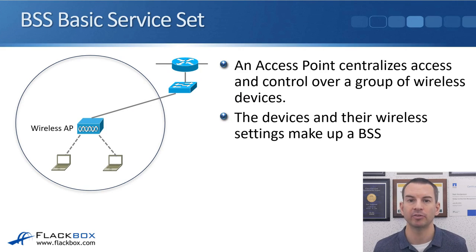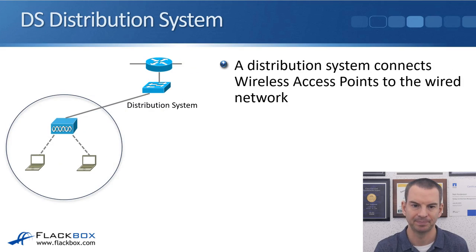Okay, first piece of terminology is BSS, the basic service set. An access point centralizes access and control over a group of wireless devices. Those devices under wireless settings make up a BSS. You remember from the last lecture when we covered ad hoc mode, it was called an IBSS, an independent basic service set, because in that peer-to-peer network, the devices were operating independently without an access point. Well, now we do have an access point, so it's not independent anymore. It's just a BSS, basic service set.